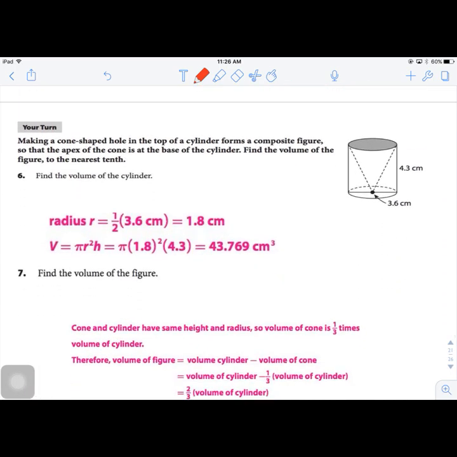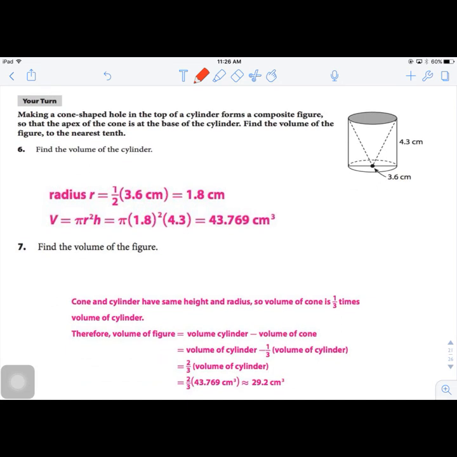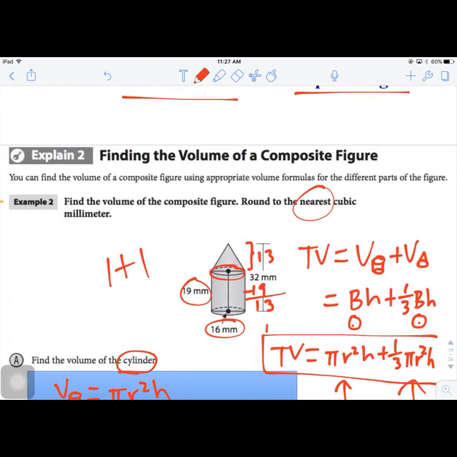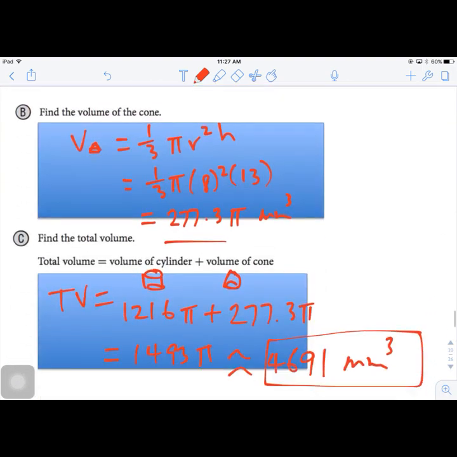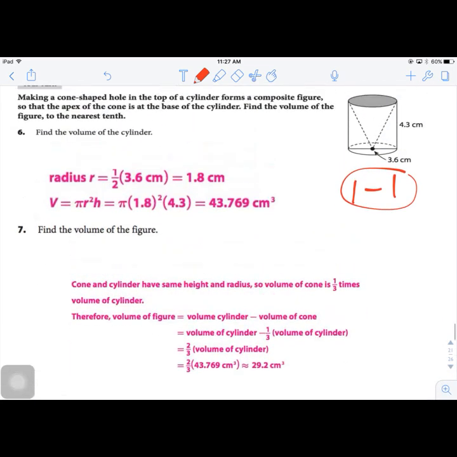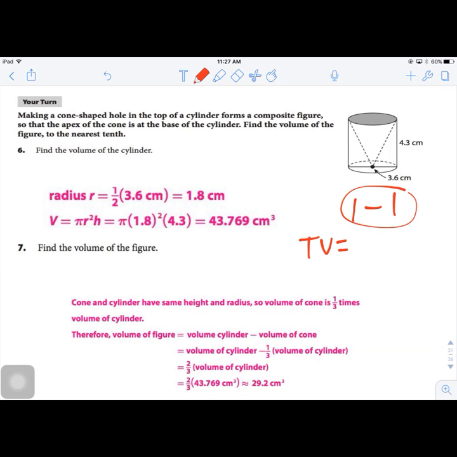And let's take a look at another problem. In this problem, instead of a 1 plus 1, which is what we had when we had two figures together, for this one it's going to be a 1 minus 1 because we have a cone basically carved out. The whole is made up of a cylinder shape. So we're going to need to find the total volume. That's going to be the volume of the cylinder minus the volume of the cone.